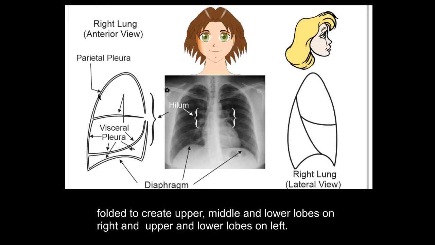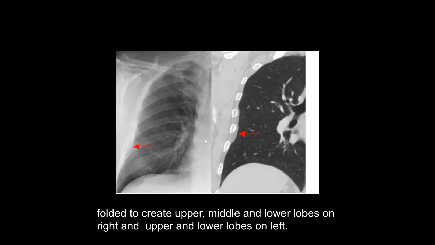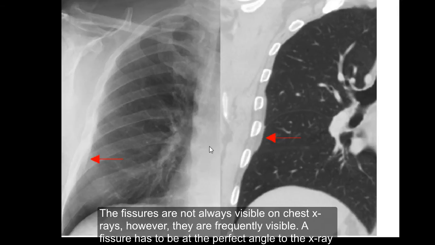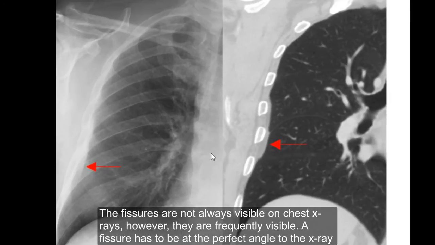And only visceral pleura is folded to create the upper, middle, and lower lobes. The fissures are not always visible on chest X-rays, however, they are frequently visible. You'll almost never see an oblique fissure on a PA or an AP view unless there is a pathology. You'll frequently see oblique fissures on lateral views, and you'll frequently see the right horizontal fissure on the AP or a PA view.